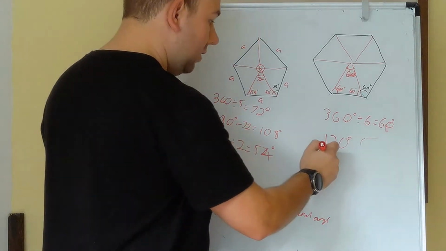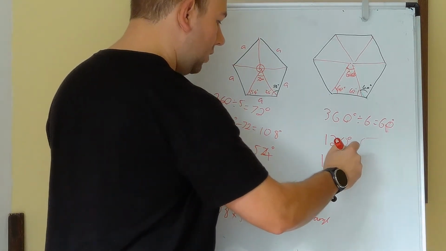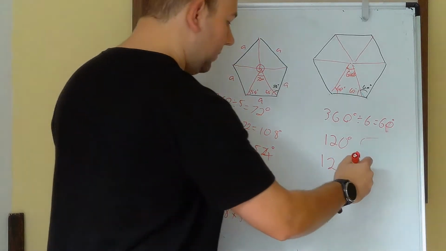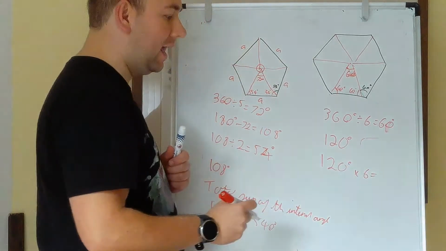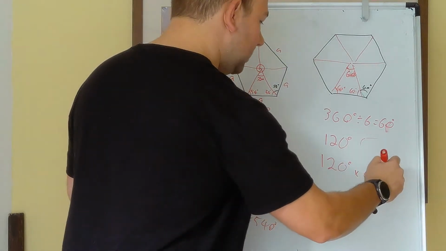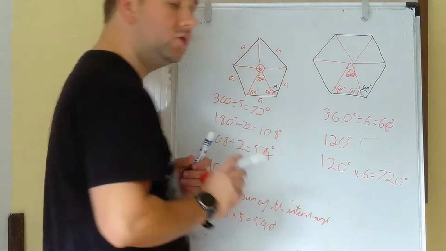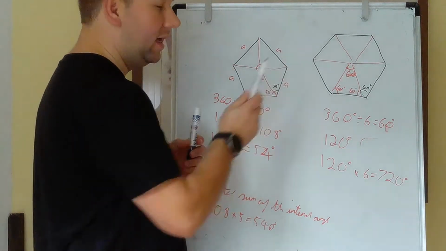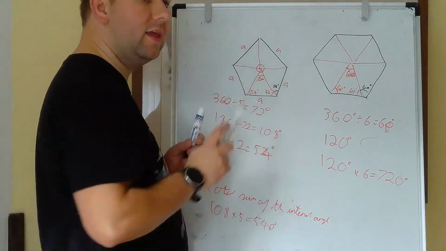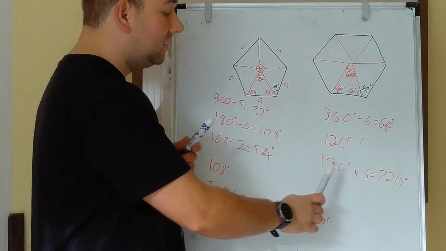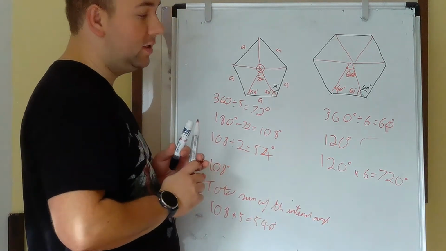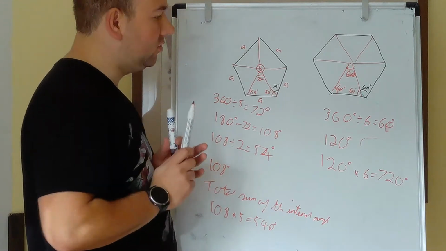Now, if we do 120 multiplied by 6, we end up with a total internal angle of 720 degrees. So that's one of the properties of the hexagon, that it has equal sides, and also that the sum of the internal angles is equal to 720 degrees.